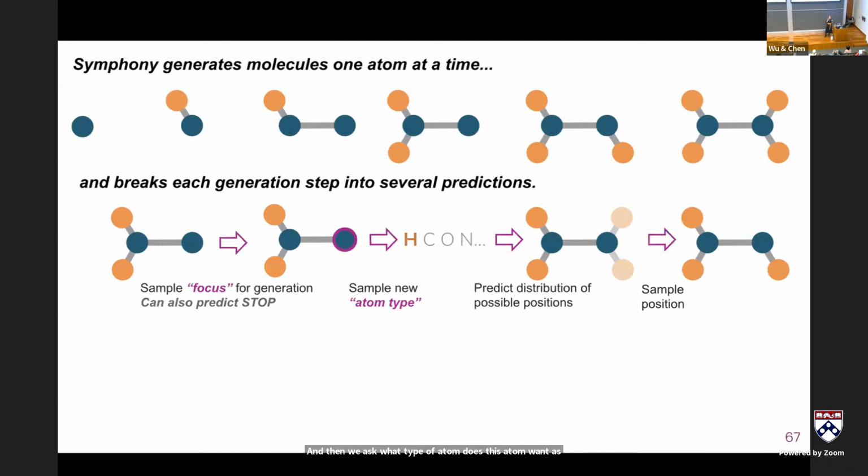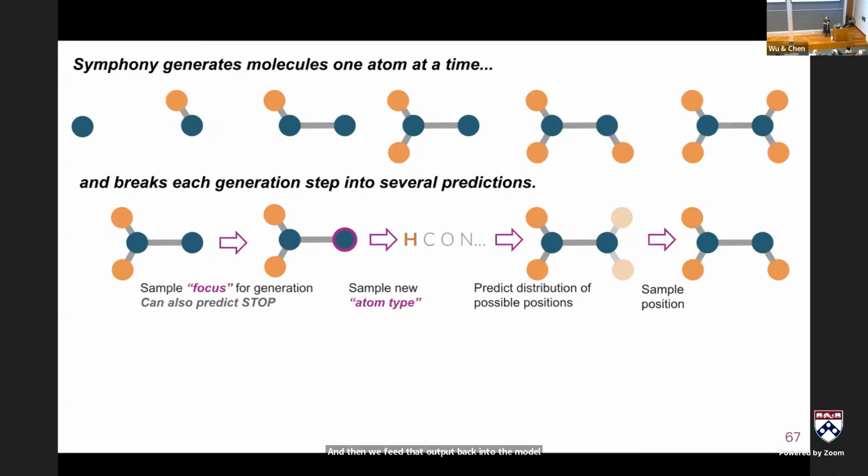The key thing Symphony does is how it predicts the different positions. We want to predict distributions of possible positions, for which we use spherical harmonics. From that distribution, we sample where we put the atom, and then we feed that output back into the model.